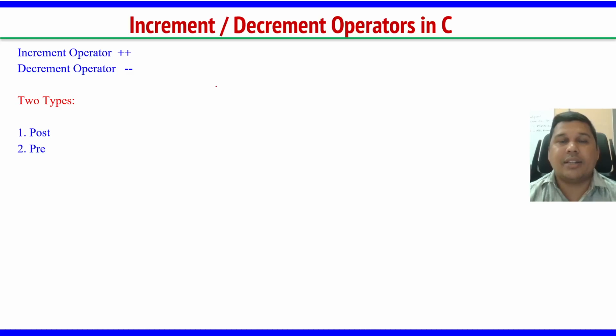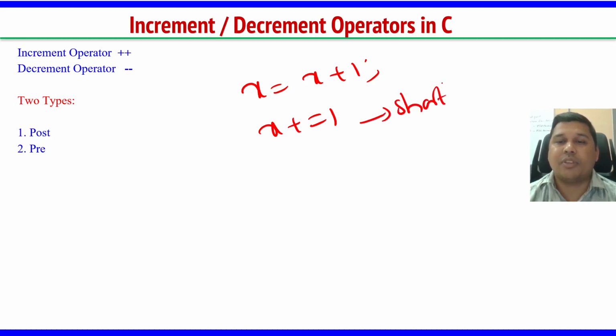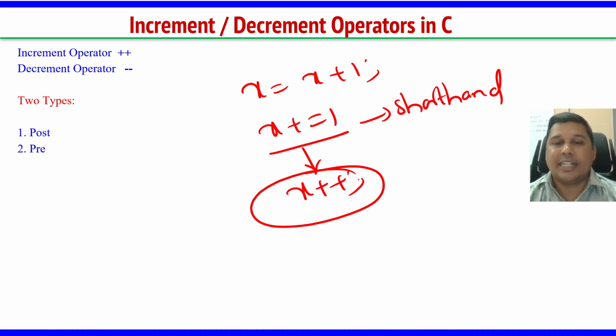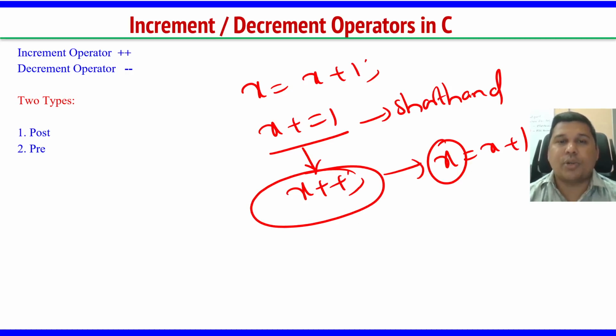Now, we said that whenever you want to add 1 or subtract 1, instead of writing x equal to x plus 1, or x plus equal to 1 using the shorthand operator, you can write it like this: x plus equal to 1. It also means x equal to x plus 1. Instead of this, you can reduce the number of statements further. You can simply write x plus plus. It becomes very simple. Its meaning is: take the current value of x, add 1 to it, and store it back into x. So this is about increment and decrement.